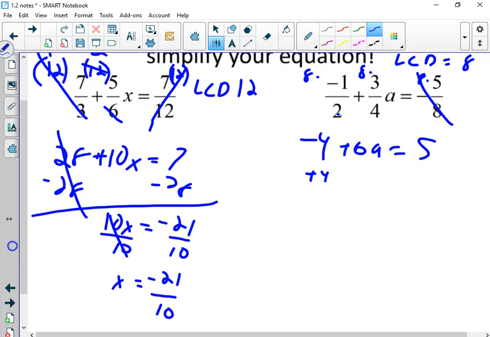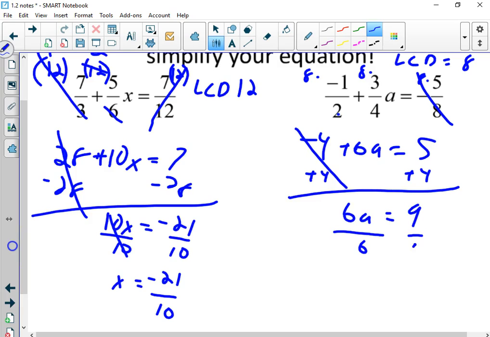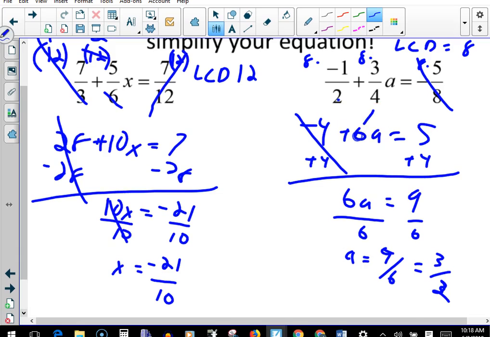So, add 4 to both sides. 6a equals 9. Divide by 6, and a equals 9/6. Which, if you plug back in here, the 6's cancel. 9 minus 4 is 5. And if you reduce this, that would be great too. So 3 goes into that 3 times. 3 goes into that 2 times. So 9/6 is 3 halves. That's a big one to say.